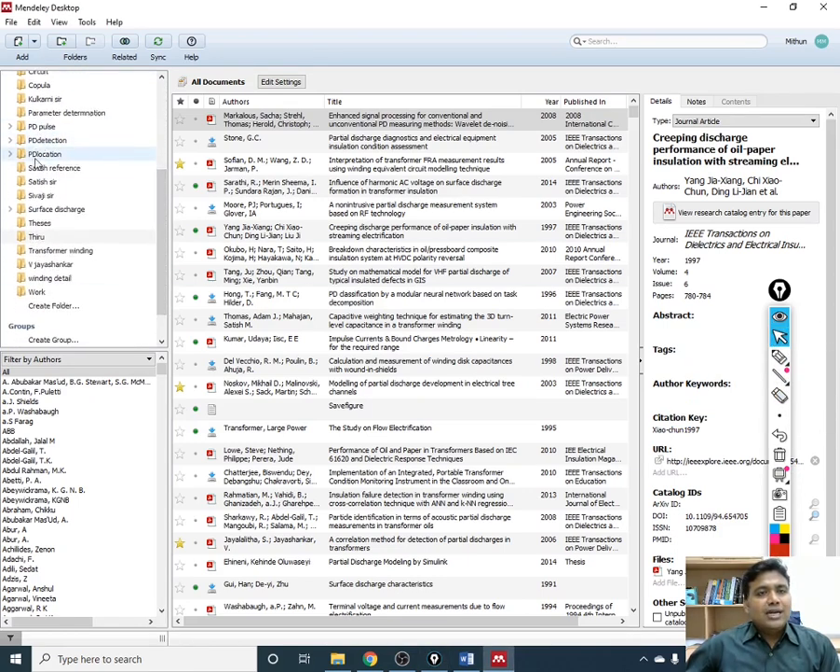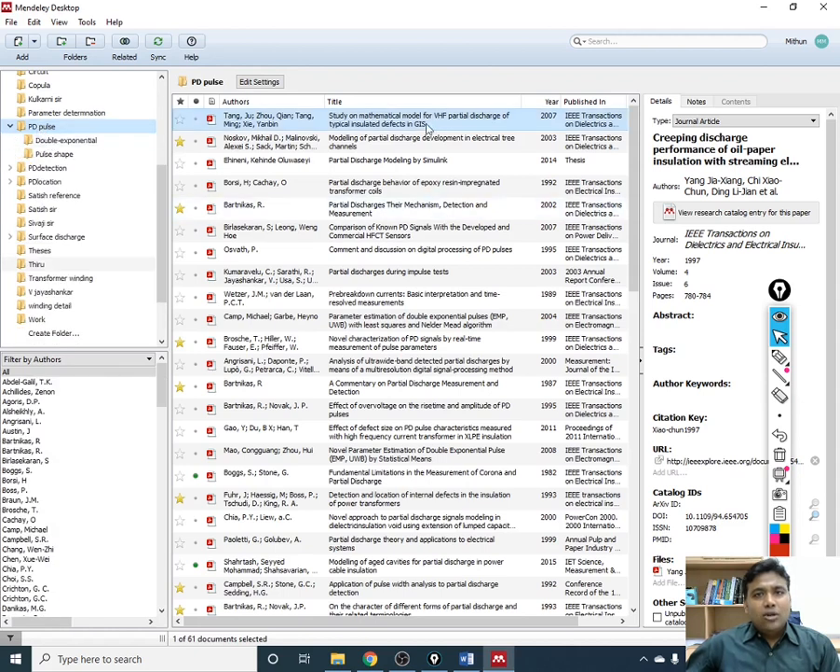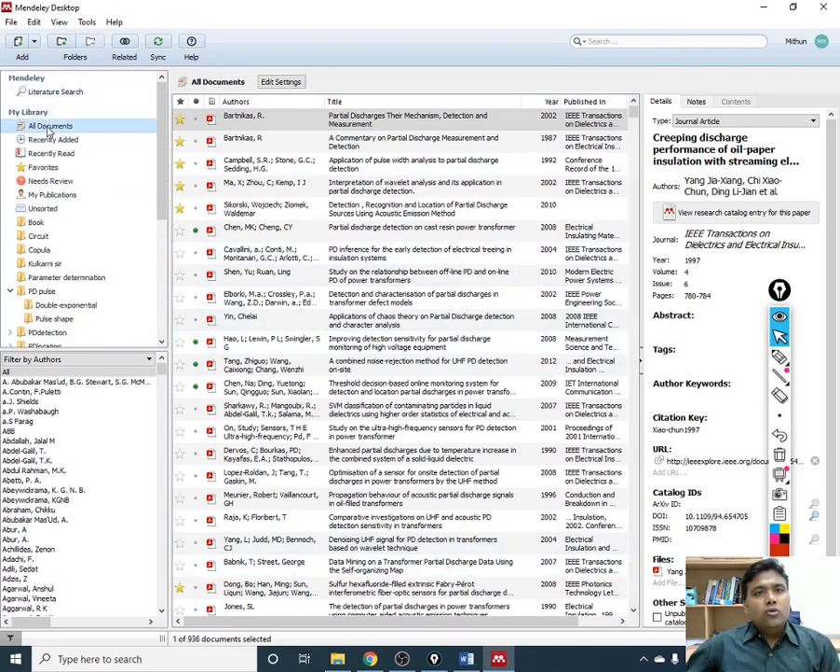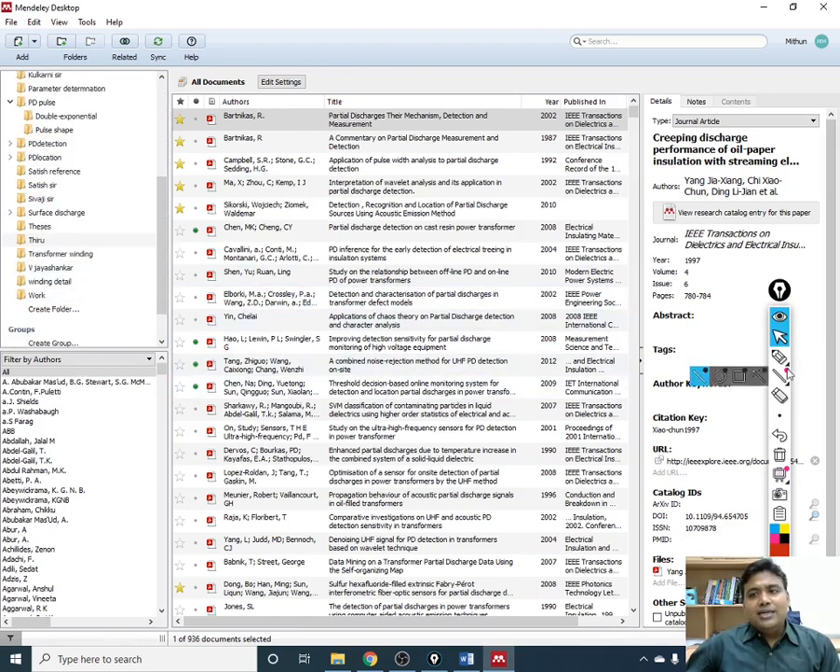There are different folders that I have created, like PD Pulse, PD detection, PD localization and other things. Now if I click on this group, then I'll see that all the papers which are grouped under PD Pulse are obtained here. If I take PD detection, all the papers grouped for PD detection are present here. And in All Documents, all the papers will be present. In this way, you can create a group of folders where you can be specific about what type of work you are following. And this is web-based cloud.